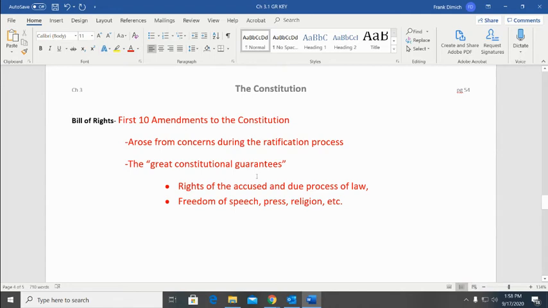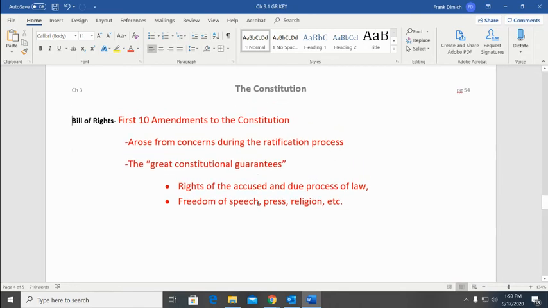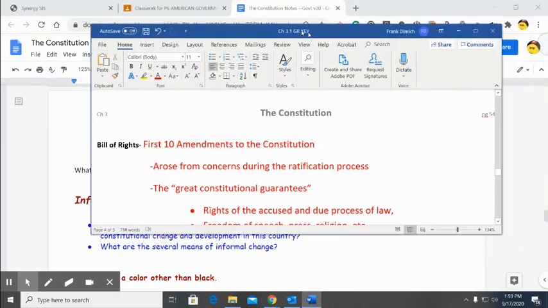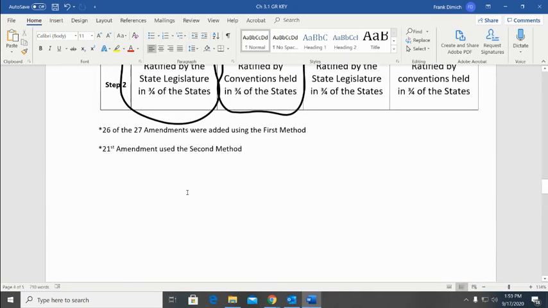The 14th Amendment is a lot about due process of law. We'll talk extensively about due process of law as we go along with the 14th Amendment, and the 15th Amendment allowed African Americans the right to vote. So those were all the Reconstruction amendments that were done to allow the South to come back into the Union, basically. So that's in a nutshell the formal amendment process, and again, we have 27 of them.